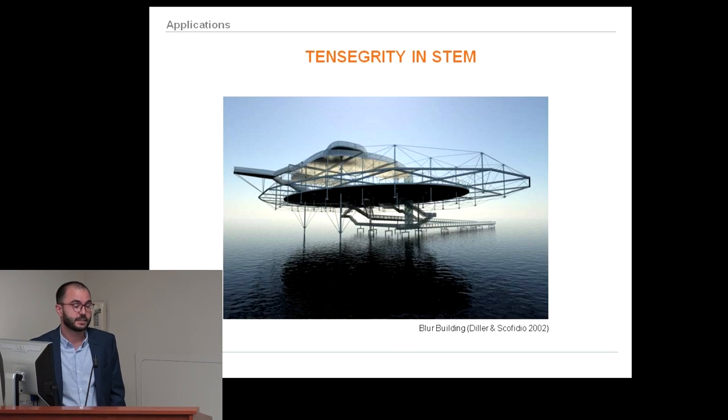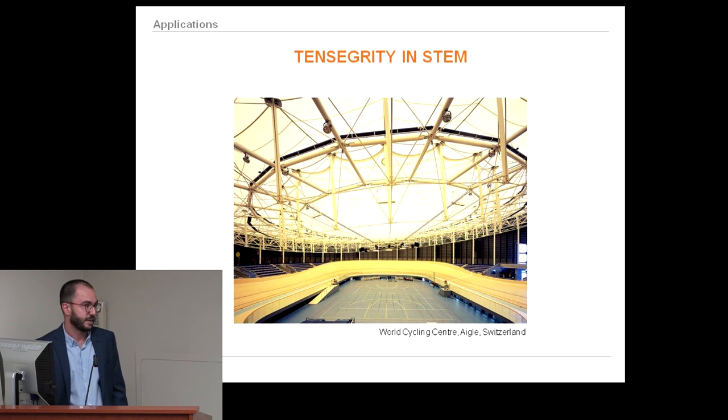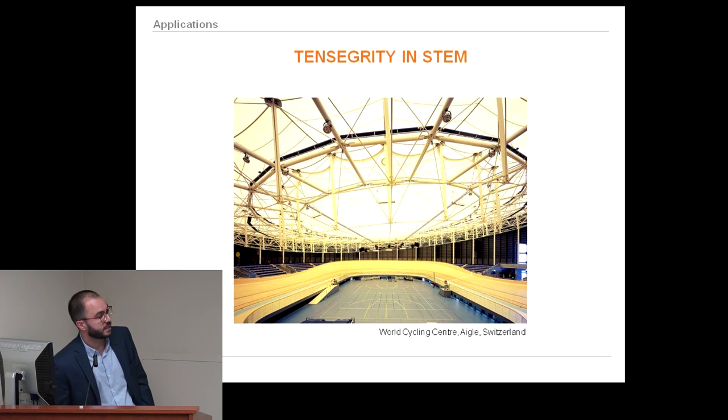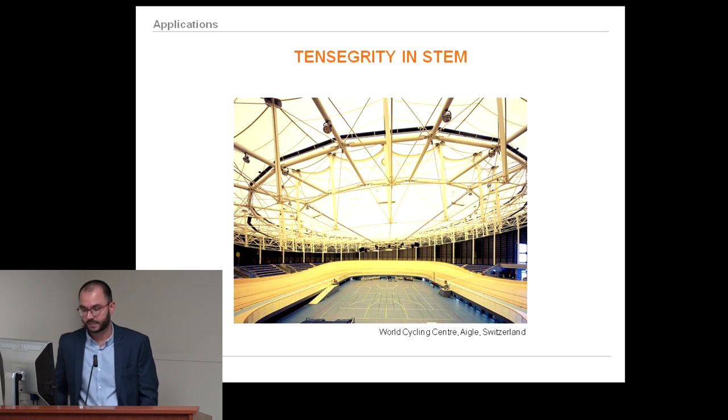If the architects used it, we have to guarantee its stability, and engineers directly jumped in. Civil engineers saw that we can have long spans. This is a tensegrity roof, again in Switzerland. It's the World Cycling Center. It has a tensegrity roof, and it's a very interesting and aesthetically pleasing structure. So we have to guarantee the stability of this thing.